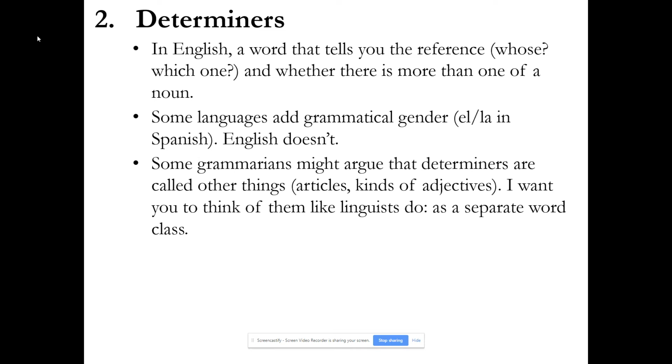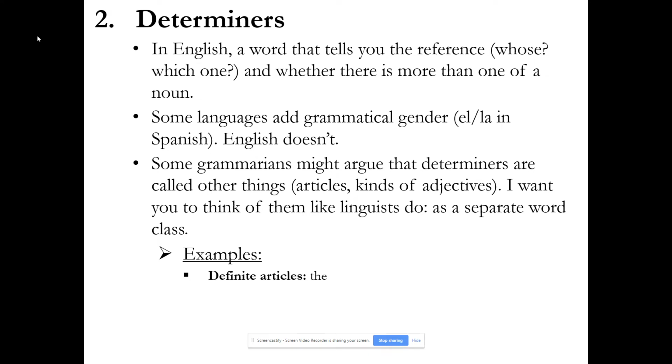Some grammarians might argue that determiners should be called other things, or that they fall in other categories, right? They're articles. Some people like to classify different ones as adjectives of different kinds. If you're taking a language class, you may have heard them called some kind of adjective or an article. That's how grammarians talk about them, but linguists like to think of all of these together as one word class, and that is a determiner. So some examples might make these points a little clearer.